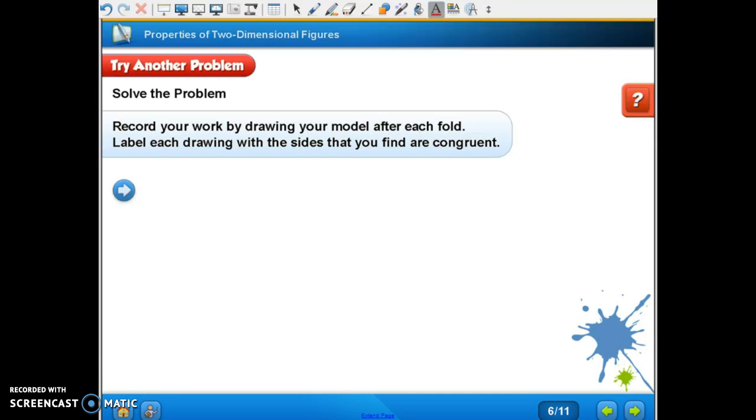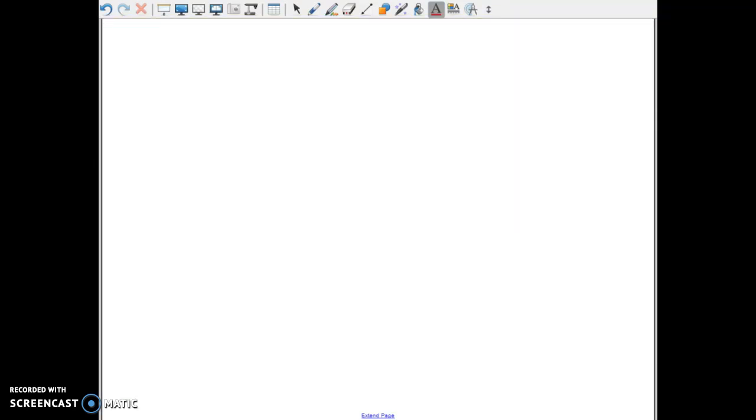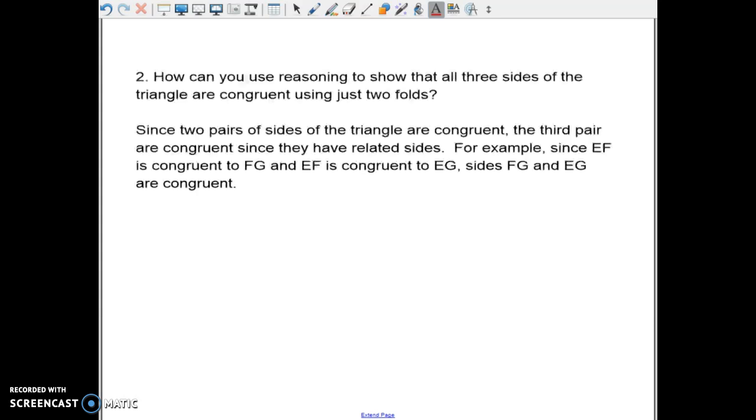They don't give you number 2, so I'm going to go back and add a page. Number 2 at the bottom of page 454 says, how can you use reasoning to show that all 3 sides of the triangle are congruent using just 2 folds? Since 2 pairs of sides of the triangle are congruent, the third pair are congruent since they have related sides. For example, since EF is congruent to FG and EF is congruent to EG, both FG and EG are congruent.